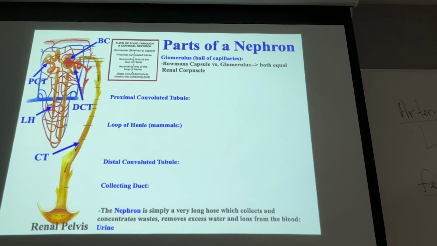The PCT eventually drains into a loop of Henle, which starts as the descending limb, which dives into the medulla. You can see it's going to go down into the medulla and make a little hairpin turn and come back up as the ascending limb. Now look at this. Here are two tubes that are really close together going in opposite directions. What do we call that?